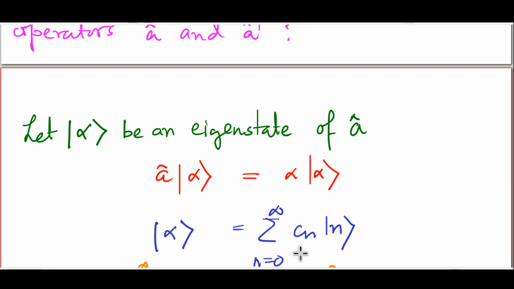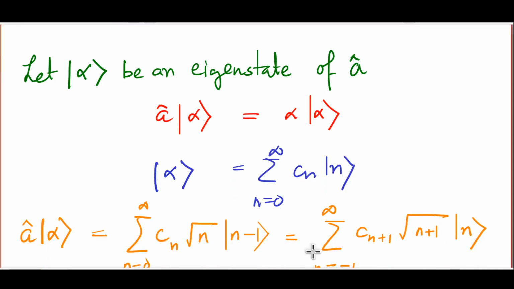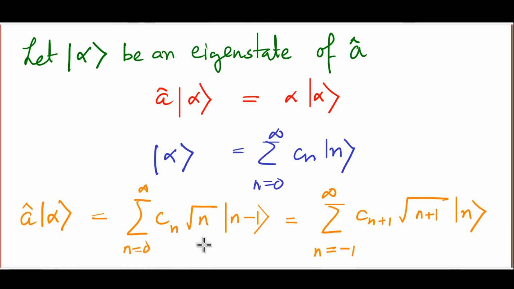infinity of Cn times ket n. Now, if I apply the operator A on alpha, what happens is simple. The operator A acts on this particular linear combination, and being a linear operator, it jumps across the Cn and hits the ket n. And we know what A does to ket n. It makes the ket become a different ket, the eigenket of n hat corresponding to eigenvalue n minus 1, with this as an overall factor in front.